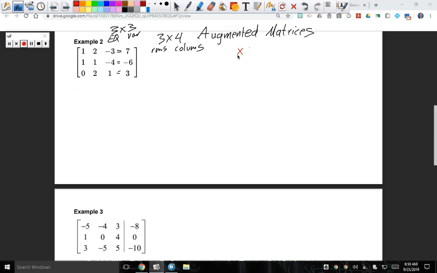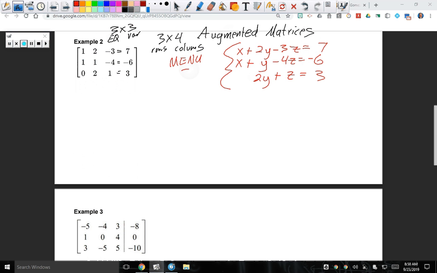as x plus 2y minus 3z is equal to 7. x plus 1y minus 4z is equal to negative 6. And then 0x, so I don't need an x, 2y plus a positive 1z is equal to 3. This right here is that matrix that we can use, menu 3 for algebra, 7 to solve the systems of equations, and then it's just 1. Menu 3, 7, 1.